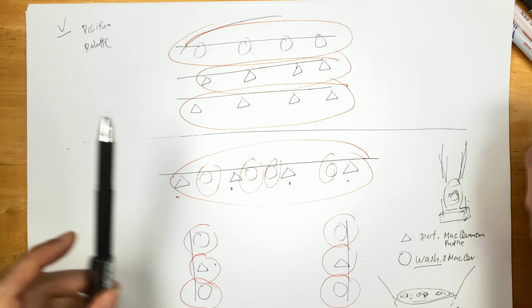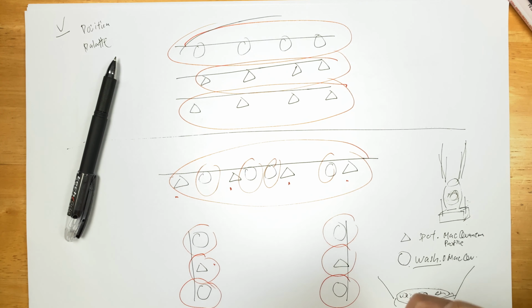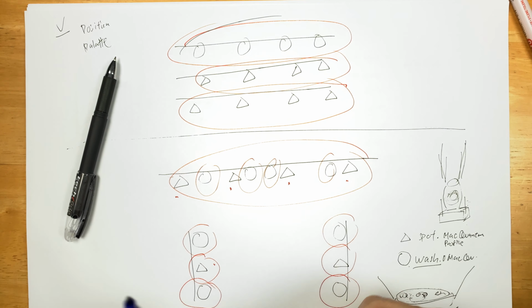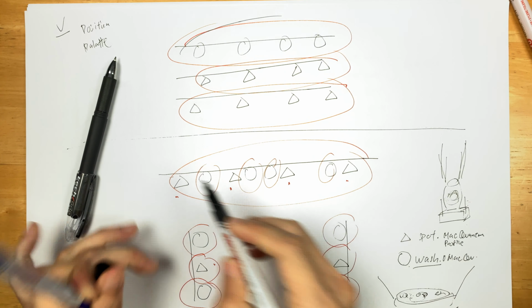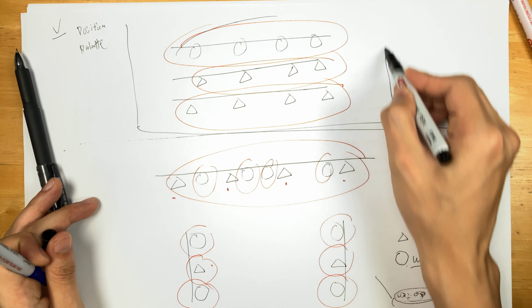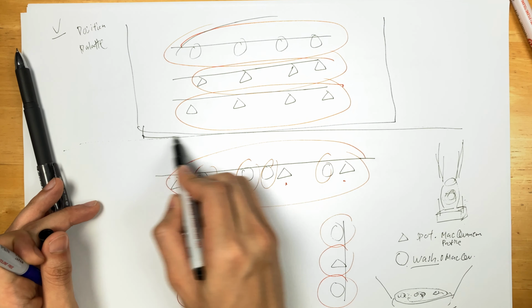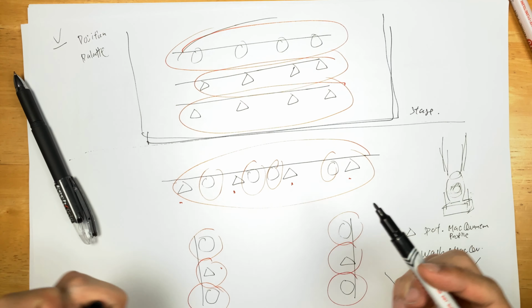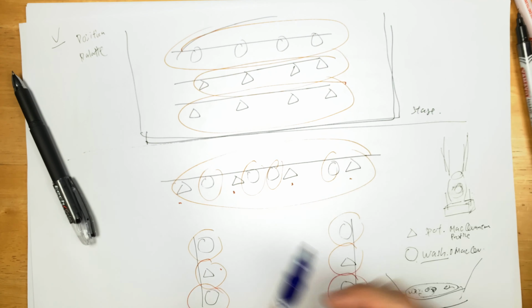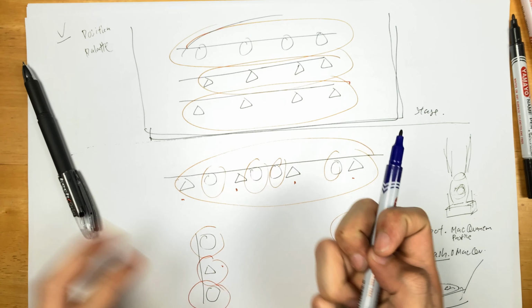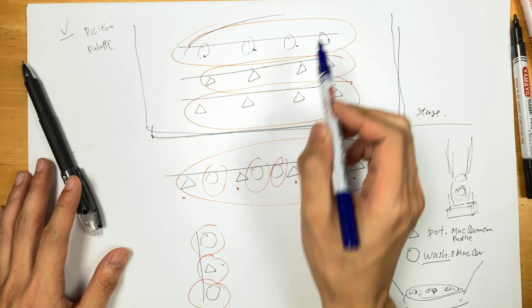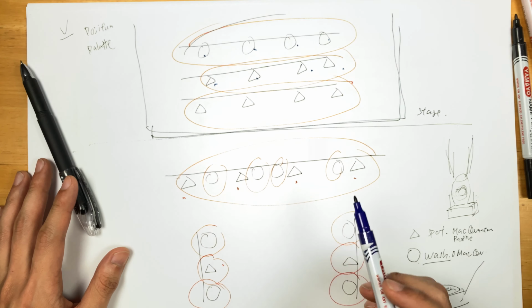So what this means, assuming this is your stage, where's my black marker? So this is your stage. Your wash, your back. 1, 2, 3, 4, 1, 2, 3, 4.